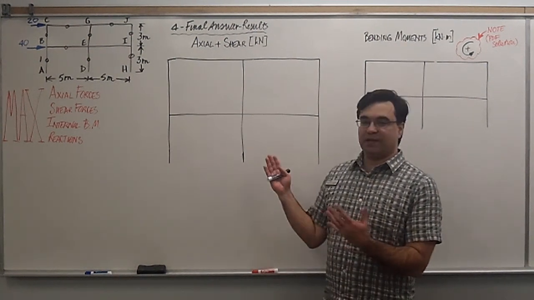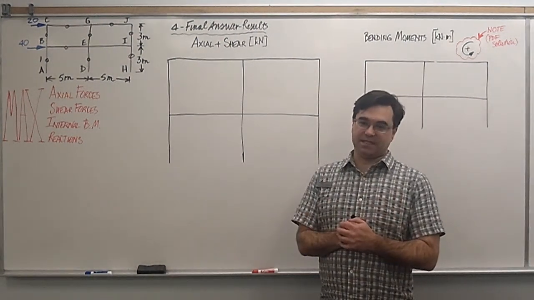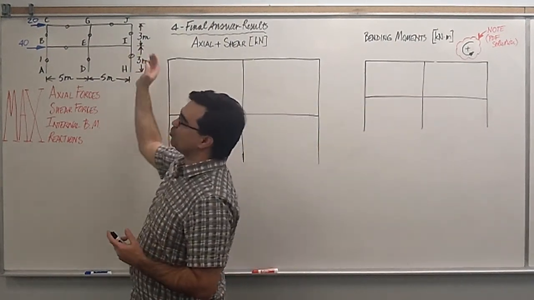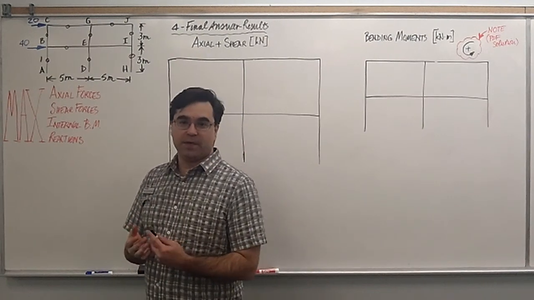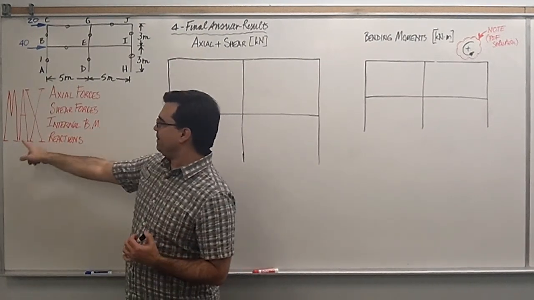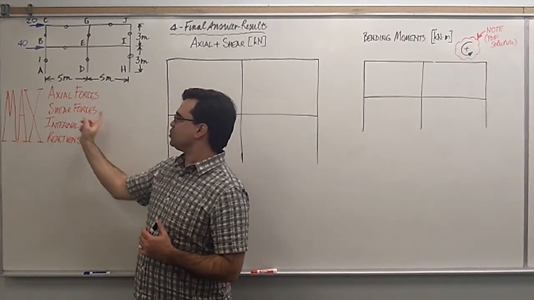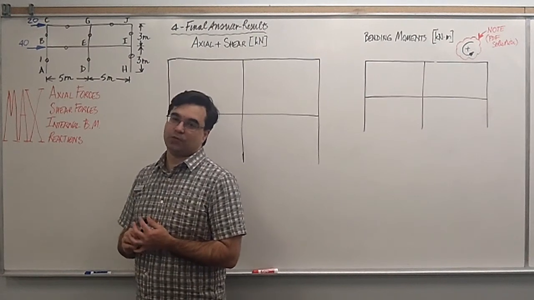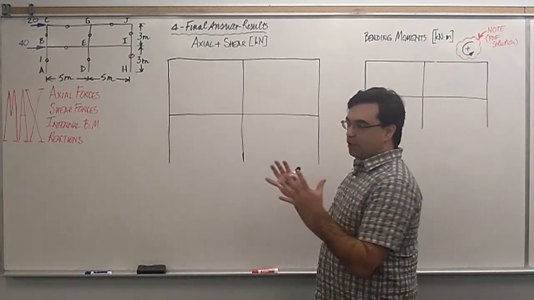We're now back and ready to wrap up this example, the solution to this example. A reminder, we had this two-story, two-bay rigid frame with lateral loads applied to them, and we were asked to figure out the maximum axial forces, shear forces, internal bending moments, and the reactions. Okay? So we've done all the work.